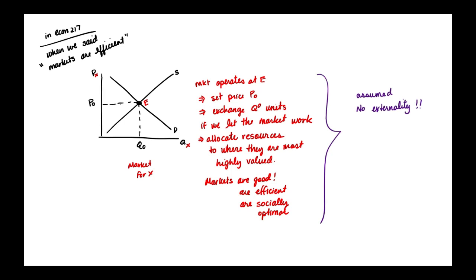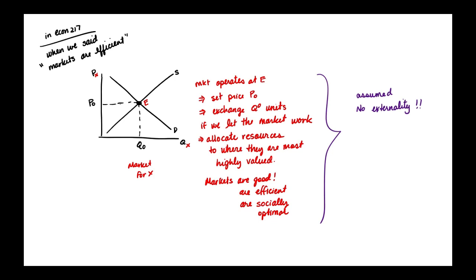So when we talked about markets in Econ 217 as being efficient, we assumed away the presence of any substantial externality. And maybe at the end of your class we said, okay, well there's a little more to the story. Maybe we covered a little bit about externalities, and some of you may have also learned about public goods, right? Things where markets aren't going to work.